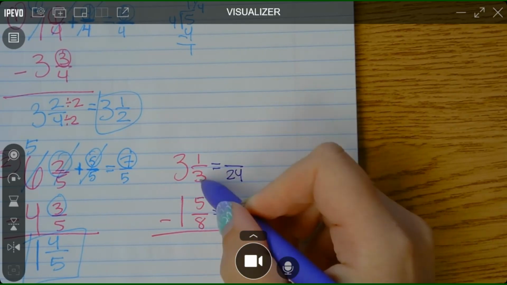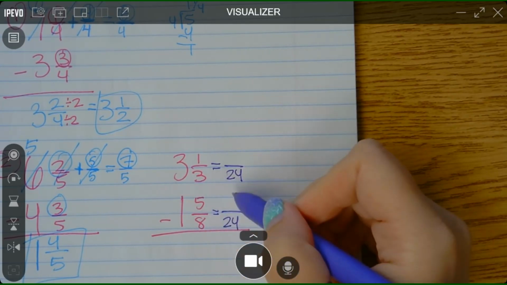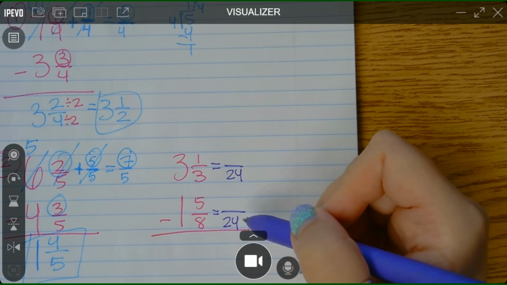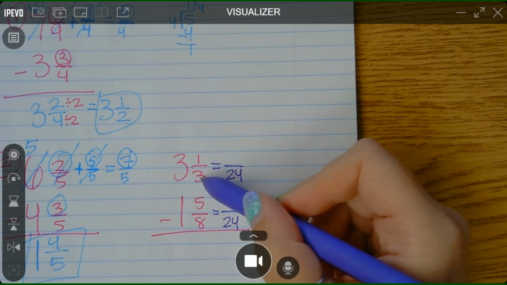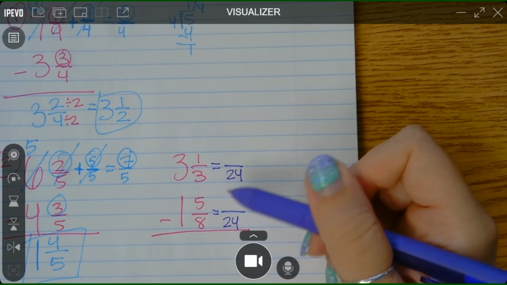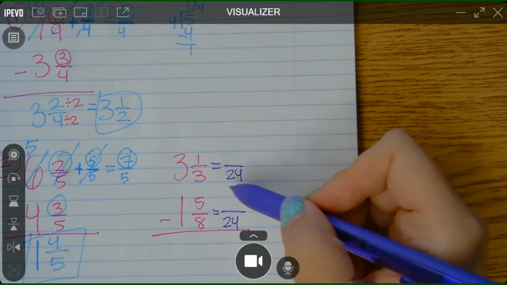Sometimes some people just multiply the two denominators, 3 times 8, and you get 24. But sometimes we can get a smaller common denominator. But if you're stuck on getting a common one, just multiply the two denominators to get it. Okay, now I got a common denominator, but I want to rewrite equivalent fractions.